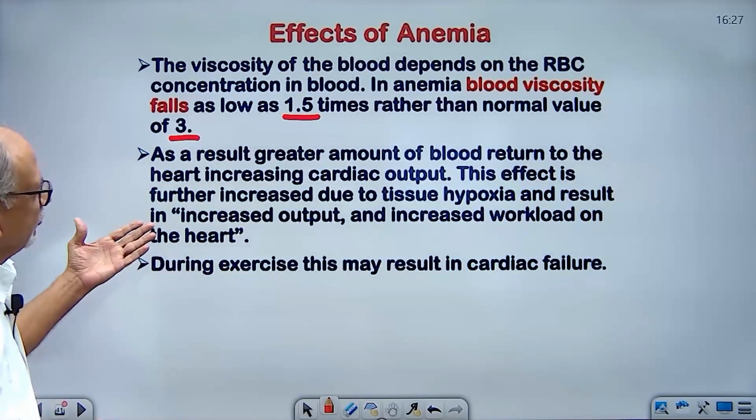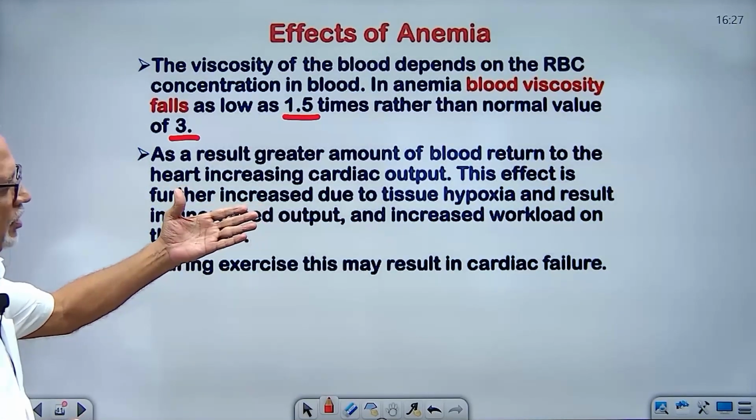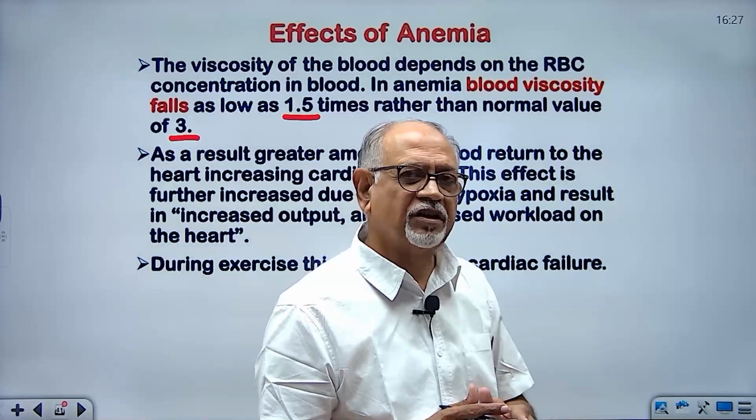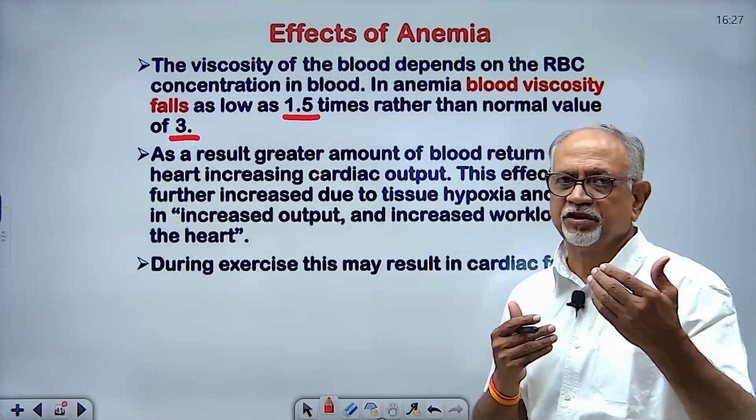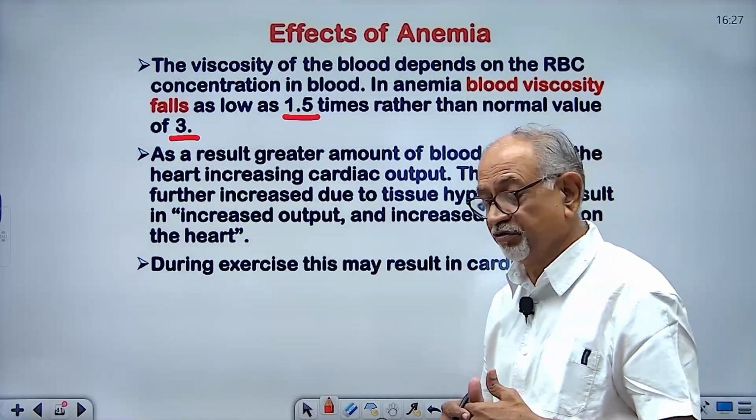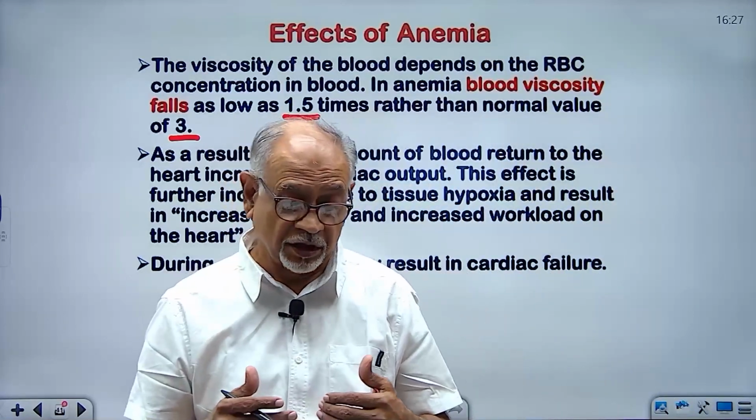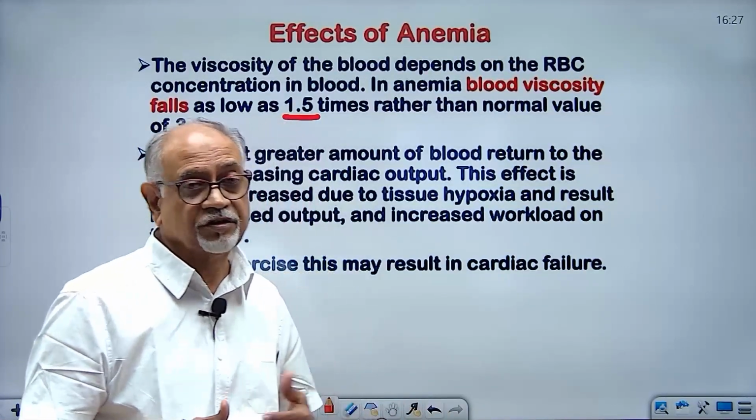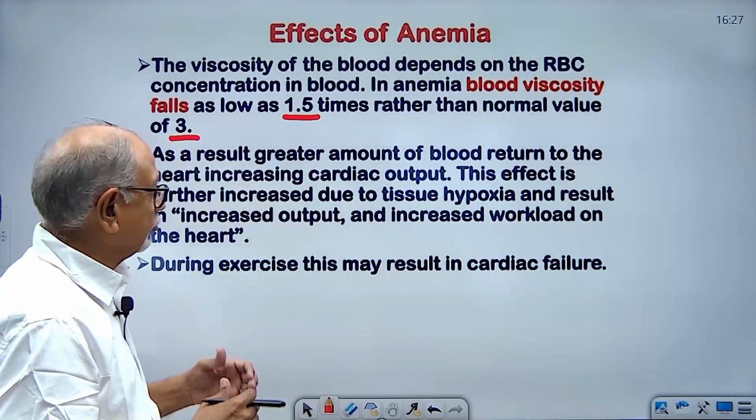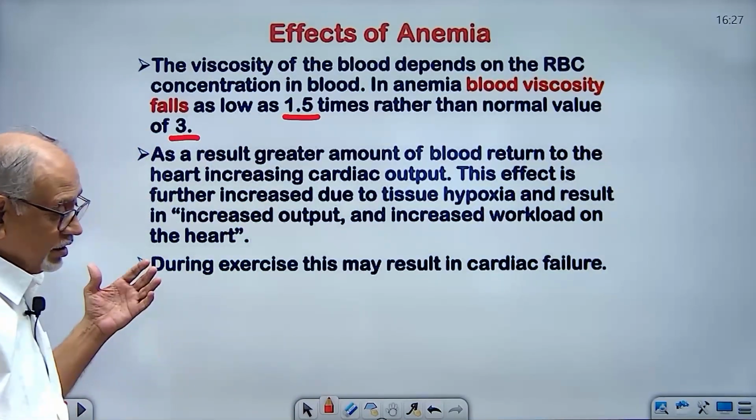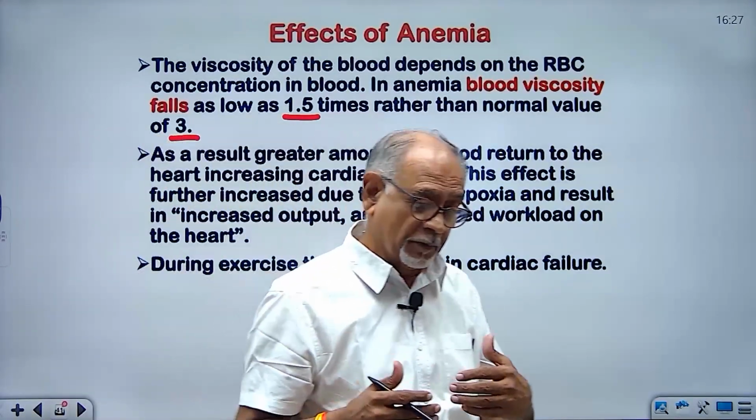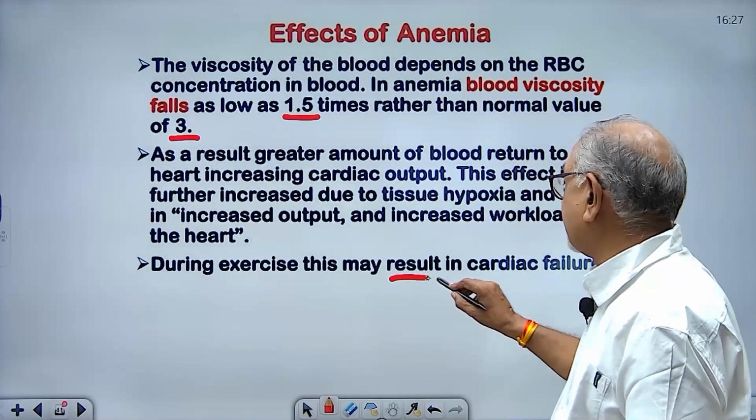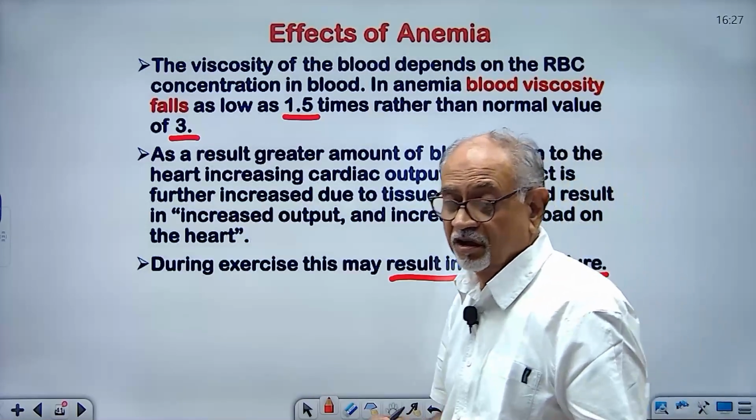This further affects the tissue hypoxia, because if less number of RBCs are there in the blood, it will generate tissue hypoxia, and when tissue hypoxia is there, then the heart will be stimulated to pump more and more amount of blood, that is increase in the cardiac output. So, this goes on like this, and if such a person does some exercise, then this can be fatal and it can even result in cardiac failure.